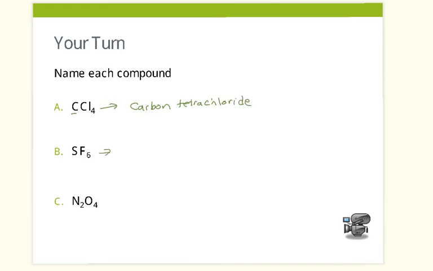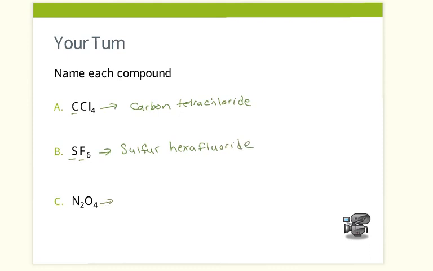Okay, and don't forget that you have to identify that it's a molecular compound. It has to have 2 nonmetals. Okay, so here we have 2 nonmetals. So we say sulfur, and then we have hexa, 6 fluorides, with its base name followed by the ide sound.